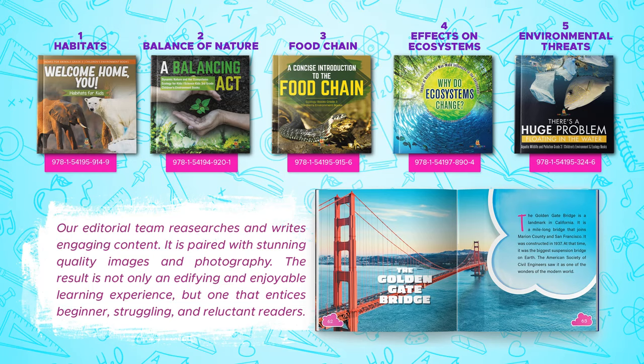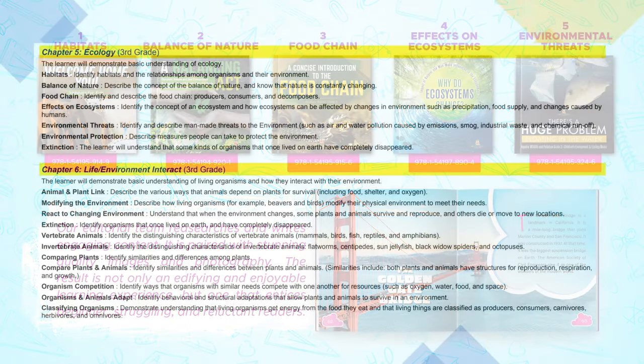Let's take, for example, these five titles at the top of our screen. They comprise the topics for the subject of ecology taught to grade 3 students. Within ecology, there are topics of habitats, the balance in nature, understanding energy flow in the food chain, man's impact on global ecosystems, and environmental threats. These are all covered by individual titles in our catalog. This really allows us to go in depth into these topics, and students benefit from having access to more in-depth knowledge on that topic.